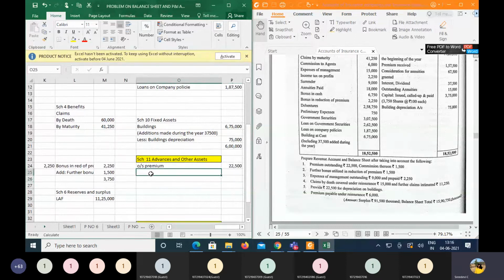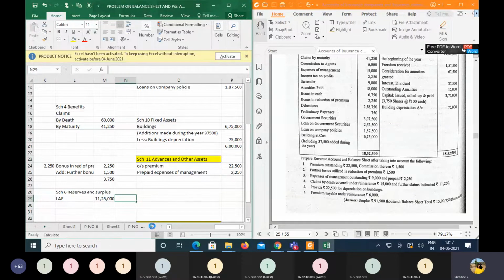Now, if the expenses are prepaid, we are supposed to take this onto the assets side of the balance sheet. So therefore, under schedule number 11, that is advances and other assets, show it as prepaid expenses of 2,250. Okay, now going with the next adjustment, that is claims by death covered under reinsurance.